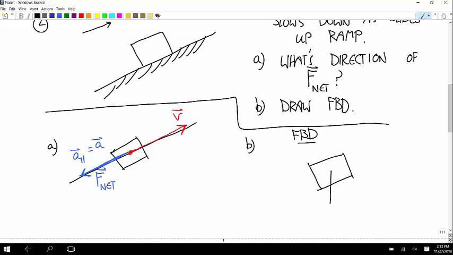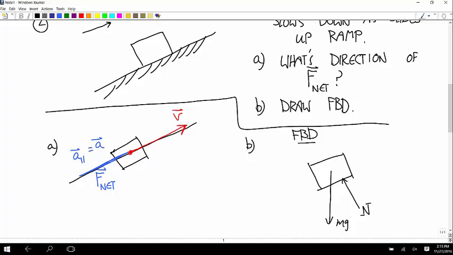We have the weight, and that's mg. And then now we're going around the boundary looking for contact. There's a pushing force from the incline, that's the normal force. And now presumably there would also be friction. So which way would the friction force act?